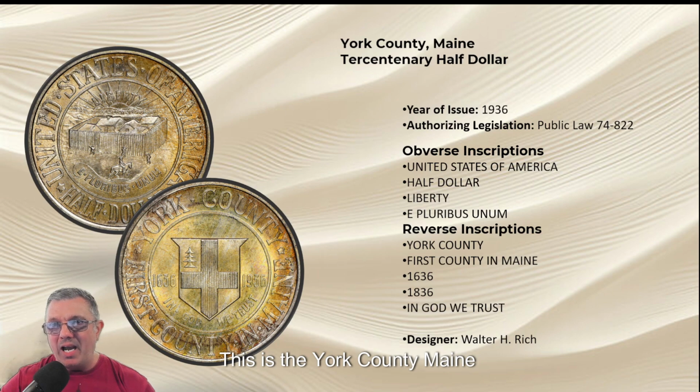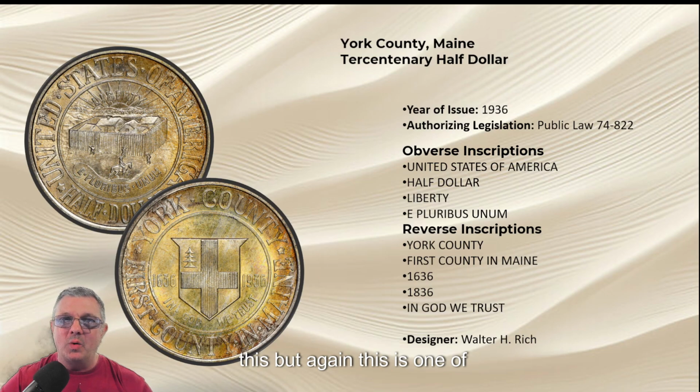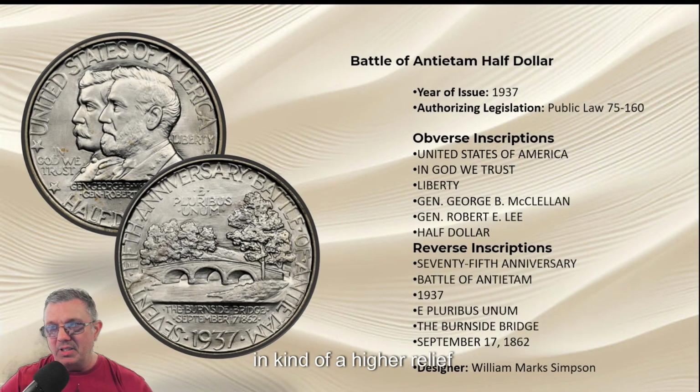This is the York County, Maine Tercentenary, celebrating the 300th anniversary of York. You'll see here the Saco River, and then you'll see the Stockdale that's located there, again Liberty in the Sun, right? Representative there on the obverse, and then you'll see the seal of York County there with the year of the 300-year span. Walter Rich did a decent job in this, but again, this is one of those that as the coin wears, you really lose a lot of detail. So you need to have one of these in kind of a higher relief.